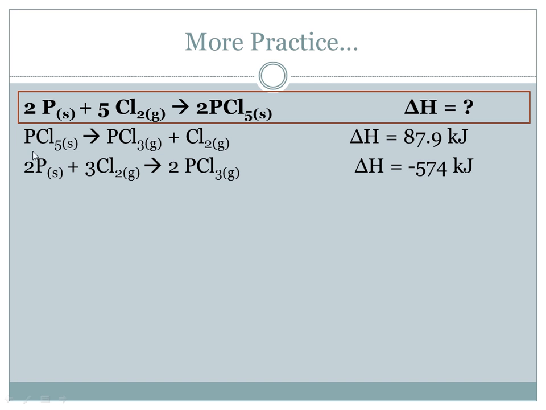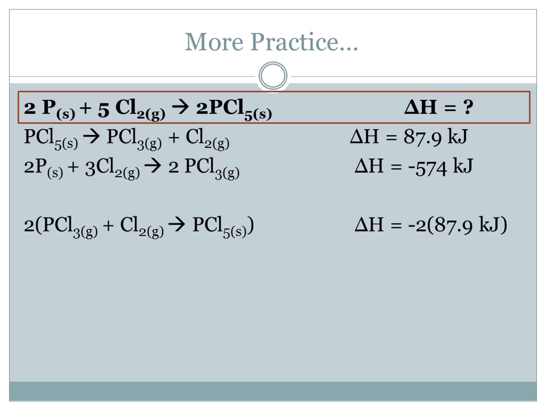Now we see that we have 2 phosphoruses and 2 phosphoruses both as reactants, so that's good. And over here we have 2 phosphorus pentachlorides as a product, but over here we have 1 phosphorus pentachloride as a reactant. So we're going to need to reverse this reaction to make a reactant into a product. But this also has 2 here, so we're going to need to multiply this also by 2, which means we need to multiply our delta H by 2.